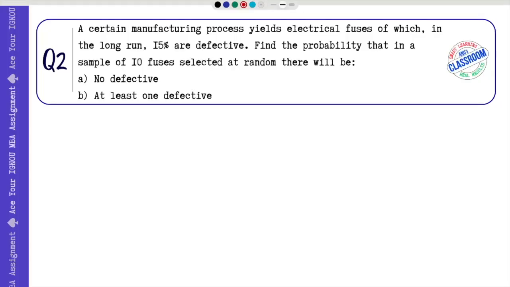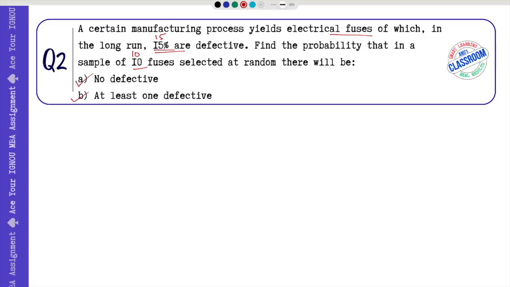A certain manufacturing process yields electrical fuses of which in the long run 15% are defective. Find the probability that in a sample of 10 fuses selected at random, there will be no defective fuses and at least one defective fuse.